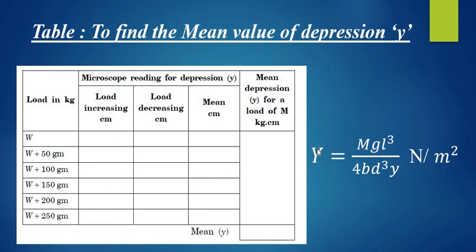using those values, we can easily calculate the Young's modulus of the material of the beam by substituting those values in this equation: capital Y equal to m g L cube divided by 4 b d cube y, newton per meter square. Here capital M is the mass, and g is the acceleration due to gravity. From this relation we can easily calculate the value of the Young's modulus of the material of the beam.